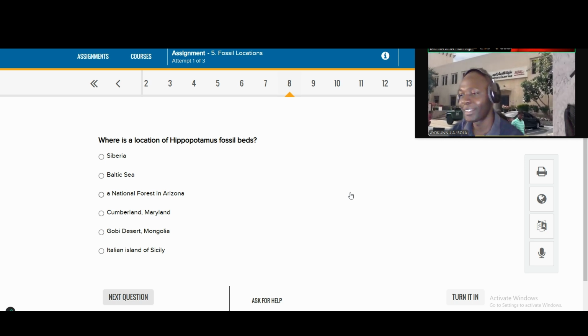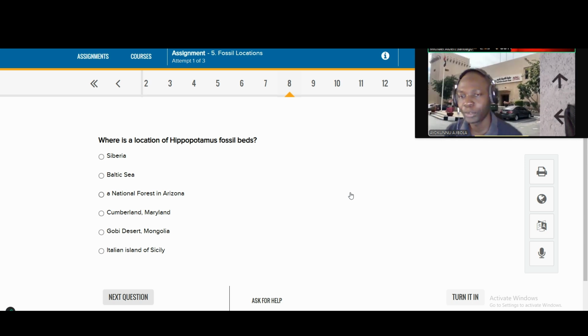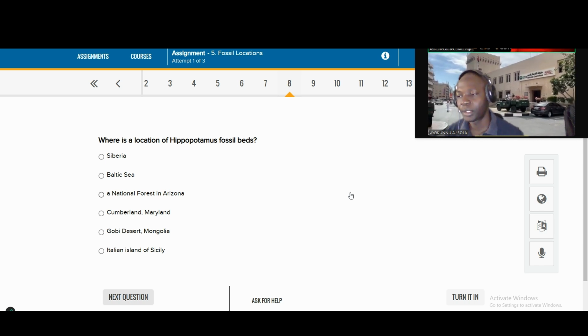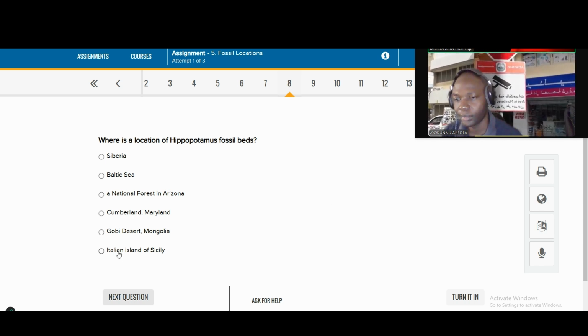No, no. Where is the location of Hippopotamus fossil beds? That's the Italian island of Sicily.